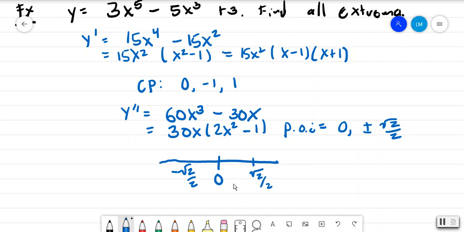Now, in reality, technically, we don't really need to do anything, because all that we need to do is just plug in 1, 0, and negative 1.